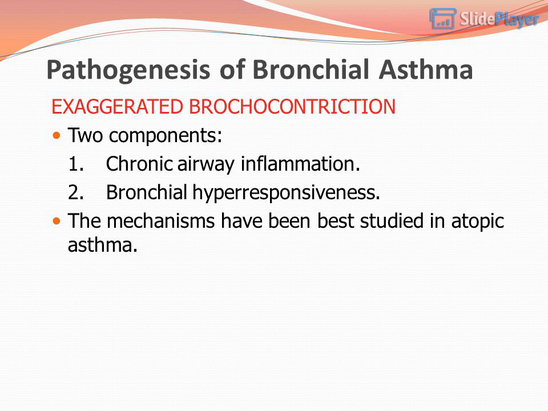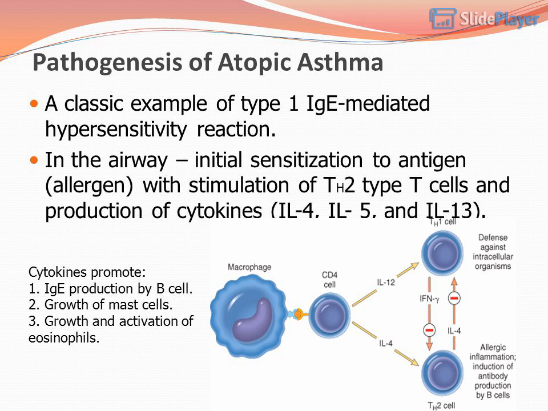Pathogenesis of bronchial asthma. Exaggerated bronchoconstriction. 2 components. 1. Chronic airway inflammation. 2. Bronchial hyperresponsiveness. The mechanisms have been best studied in atopic asthma. Pathogenesis of atopic asthma: a classic example of type 1 IgE-mediated hypersensitivity reaction. In the airway, initial sensitization to antigen, allergen, with stimulation of Th2 type T cells and production of cytokines IL-4, IL-5, and IL-13.